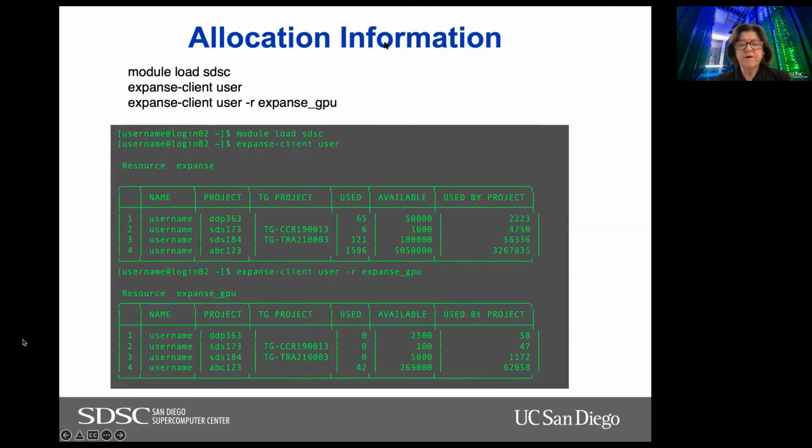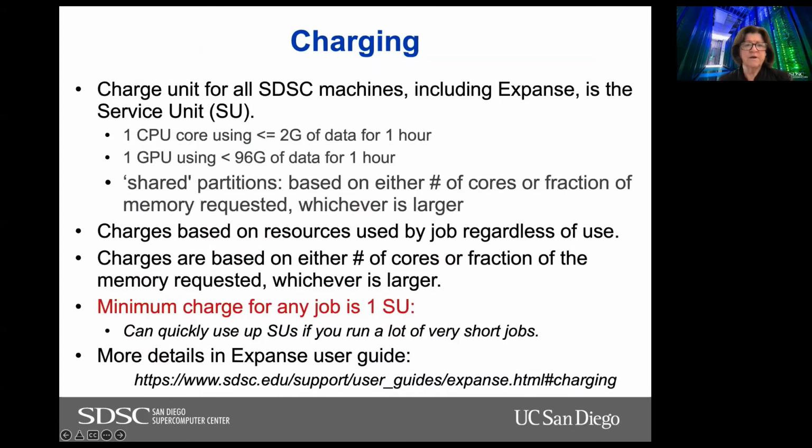You can get information about your allocation. You have to load this module provided by SDSC and run an application called the Expanse client. So here's an example, Expanse client, and then you get a list of all the projects and how many CPU hours I've used and what's available. And that's the overall aggregate usage. So in this example, ABC123, I've used 1596 out of the 3267835 SUs available. Okay, so remember to load the SDSC module. So when you log on, you can first check it.